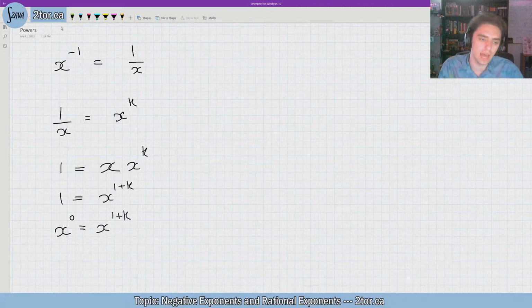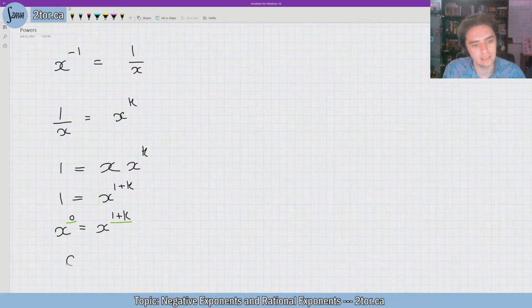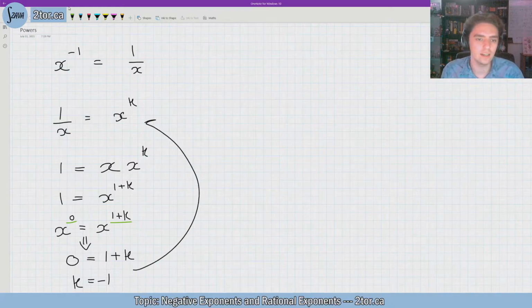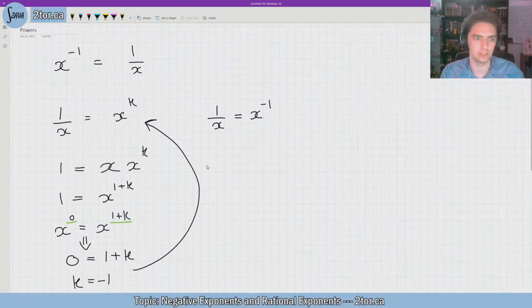The reason I do that is because now I see that it's x to some power equals x to some power. The only way that happens is if the powers are equal. So we get that 0 equals 1 plus k. Essentially, this is implied from that equation. And finally, we can just solve that k equals negative 1. So the only solution for k here, to make that equation true, is that k has to be negative 1.